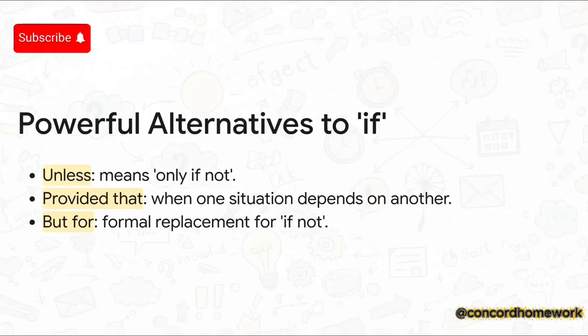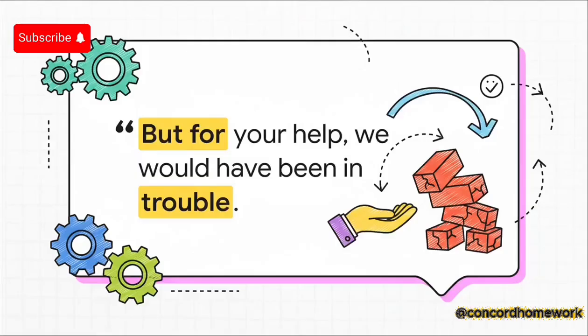And get this, you don't even have to use if all the time. There are some really powerful alternatives. Unless is just a clean, simple way to say if not. Provided that is like saying if and only if, and but for, well, that's a super elegant and formal substitute for a past hypothetical. Now look at this, but for is such an elegant one. It's just a really slick, concise way of saying if it hadn't been for your help. It's short, it's punchy, and it just sounds really impressive. A great one to have in your back pocket.